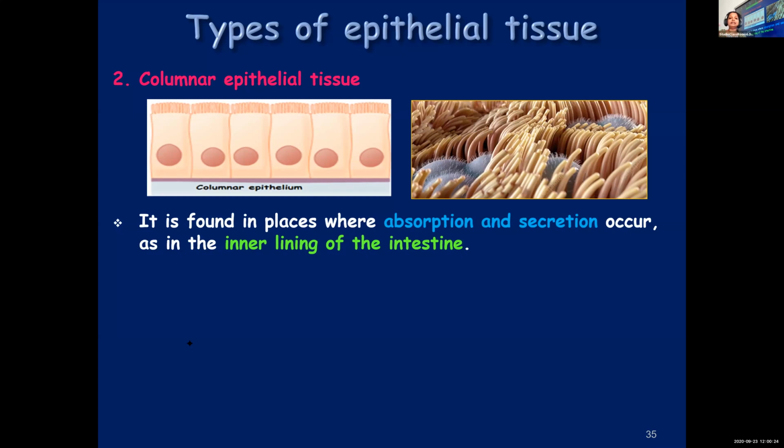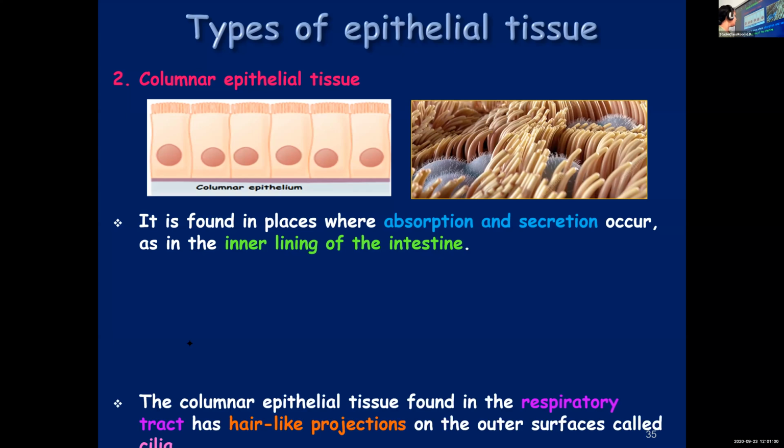You know that intestine is a region, especially small intestine, where absorption of digested nutrients takes place. Secretion of different digestive juices will be happening over there. So in places where absorption and secretion takes place, as in the inner lining of the intestine, you can find columnar epithelial tissue. They are tall pillar-like and you can find them in places where absorption and secretion takes place, as in the case of the inner lining of the intestine.